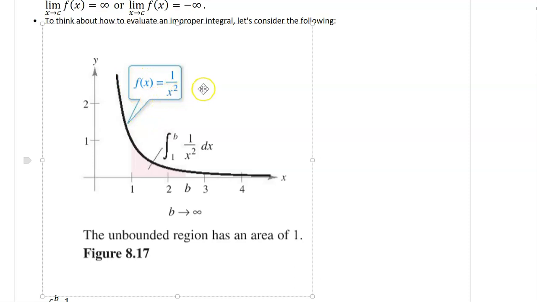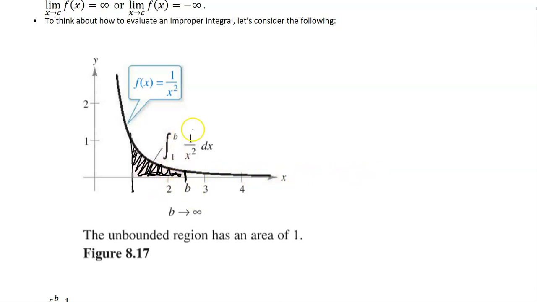So to think about how we're going to evaluate an improper integral, let's consider the following. We've got f of x equals 1 over x squared, and we want to evaluate the integral from 1 to b of 1 over x squared dx. Basically, we're starting at 1, picking a value of b, and finding the area under that curve from 1 to b. If you want the area under the curve from 1 to infinity, you can think about what happens to this integral as b approaches infinity, and that of course would be a limit.